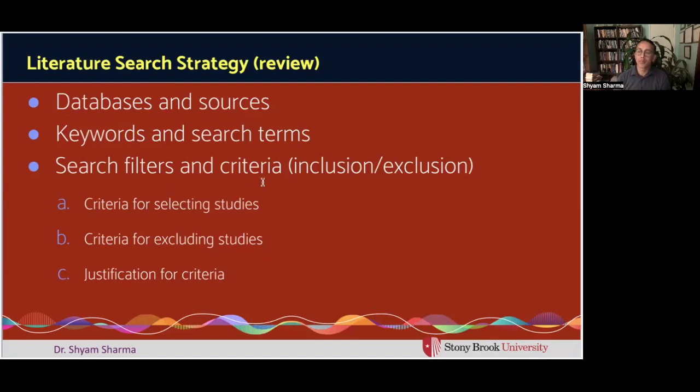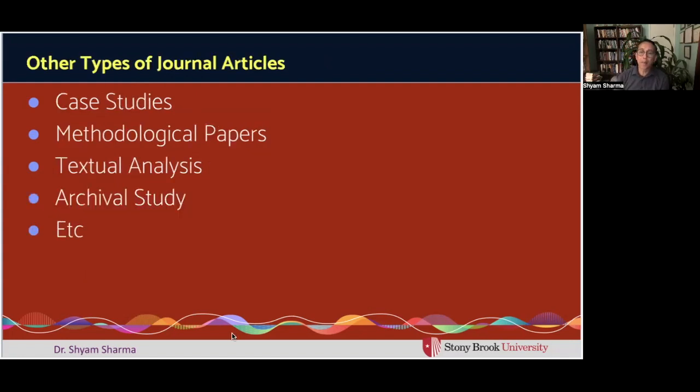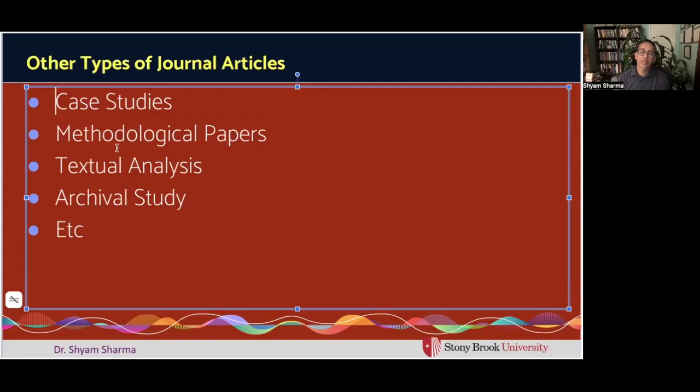And your search strategy and criteria may involve criteria for selection of the studies, then criteria for excluding studies, and then justification of those criteria for inclusion and exclusion. So that's a little bit more on literature review, whatever other methods you're using. Just to wrap up, in addition to what we were discussing earlier, there are other types of journal articles. Sometimes you do case studies, other times methodological papers, sometimes textual analysis, sometimes archival studies. There are other kinds of studies, but the most common are empirical papers and review or theoretical papers. Those are the two most common, and these are some others.